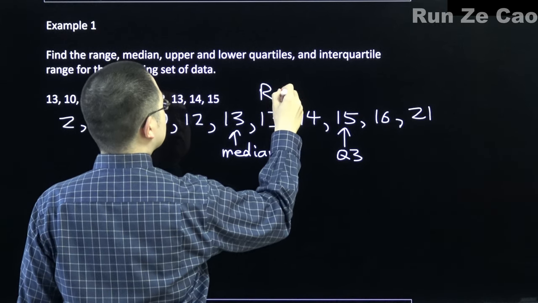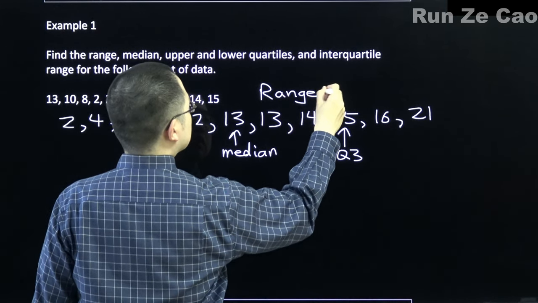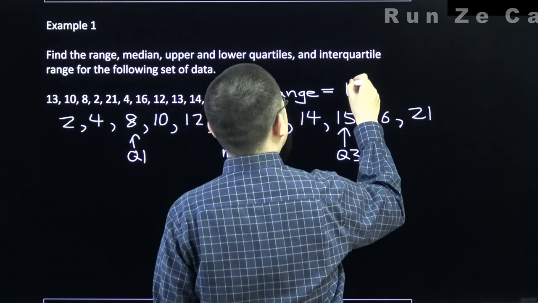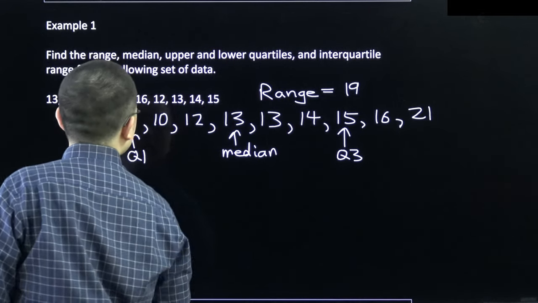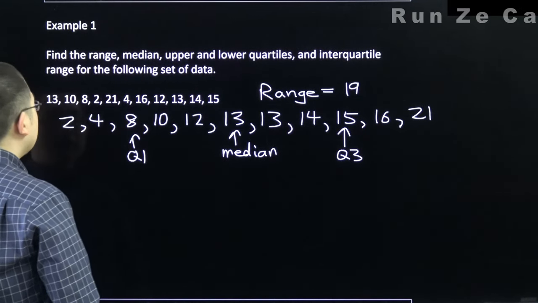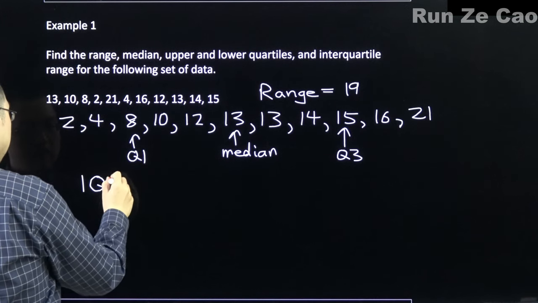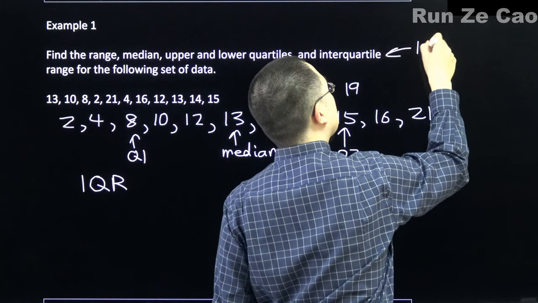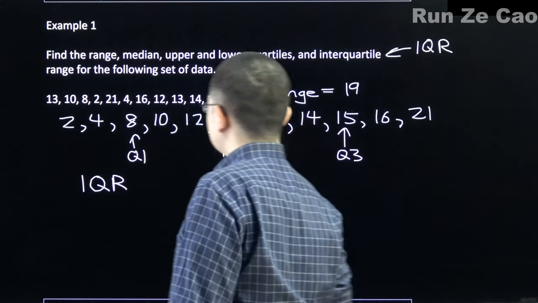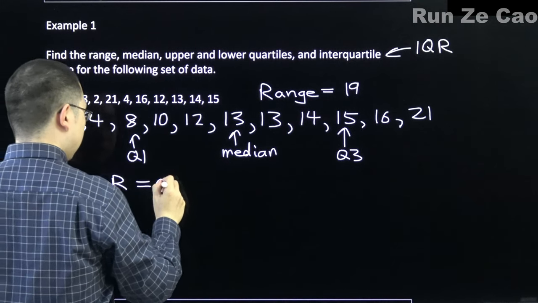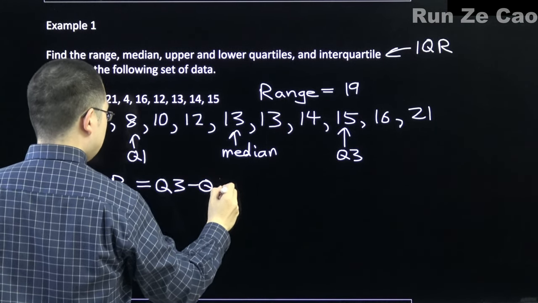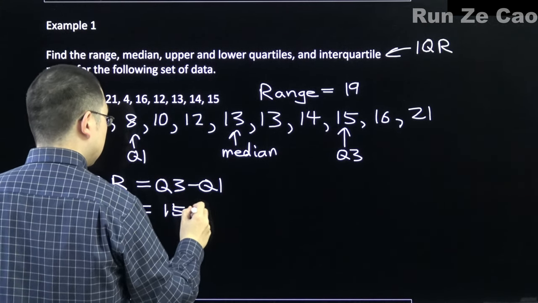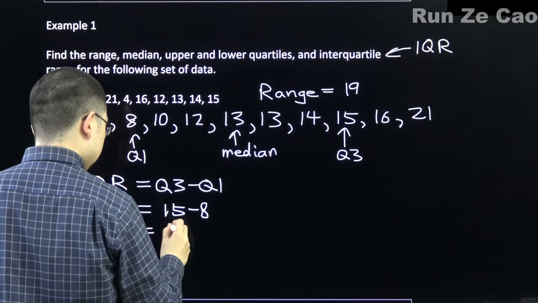Range, yeah, we should find the range first. Range equals 21 minus 2, so let's just write 19 right off the bat. Upper and lower quartiles and interquartile range, which is, by the way, abbreviated to IQR. IQR is equal to Q3 minus Q1, which is equal to 15 minus 8 equals 7.